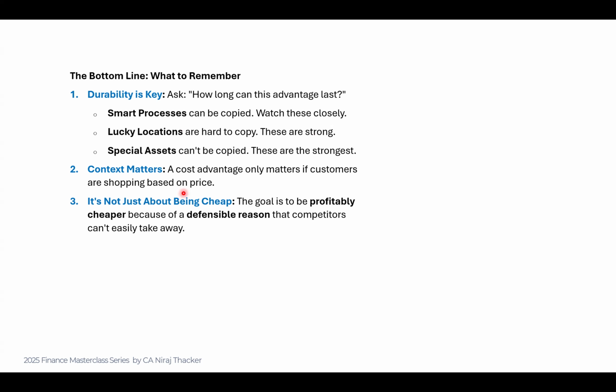If price is the key, two products identical, then cost is very important. Okay, so you're doing research on a company where there are so many competitors, and cost is the only thing, then focus on cost, correct? Because both the features are same, giving the same kind of output, correct? So there, whichever is cheaper, people will buy that product. Okay. It's not just about being cheap. The goal is to be profitably cheaper. Okay. Because of a defensible reason that competitors can't easily take away.